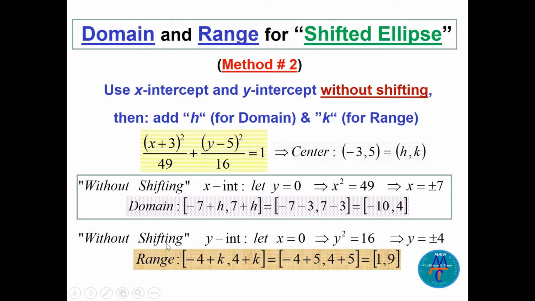Now let's see the range. Without shifting, y-intercept, let x equal 0. So y will be plus or minus 4. I put here minus 4 to 4, then I will add plus k. And k I know is 5, so the final range will be 1 to 9. If you like it, you can use it.